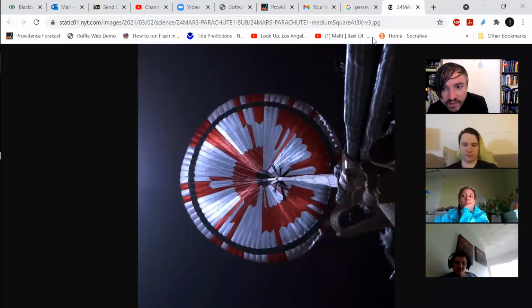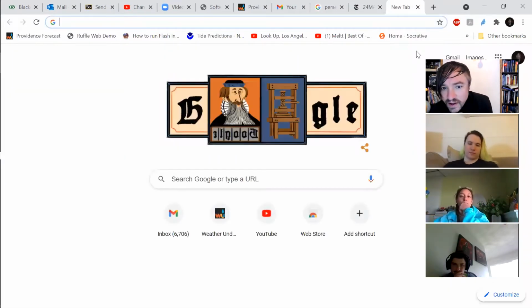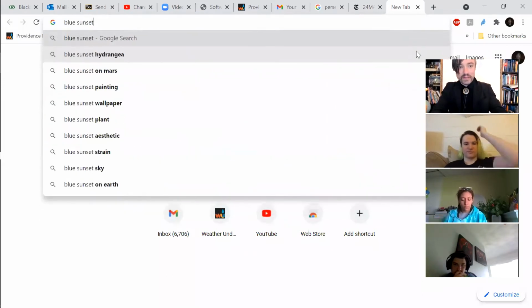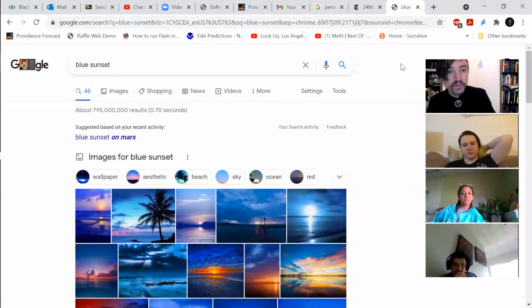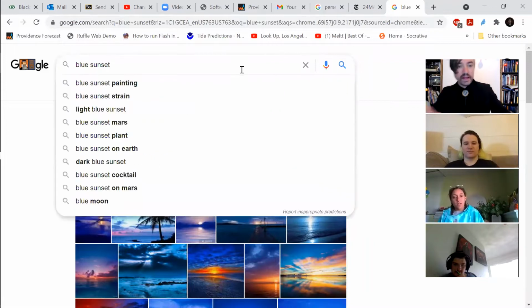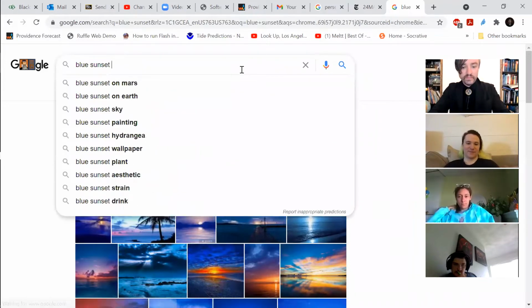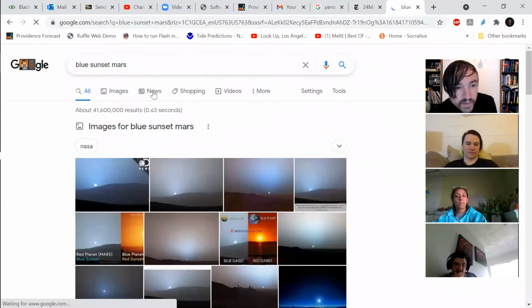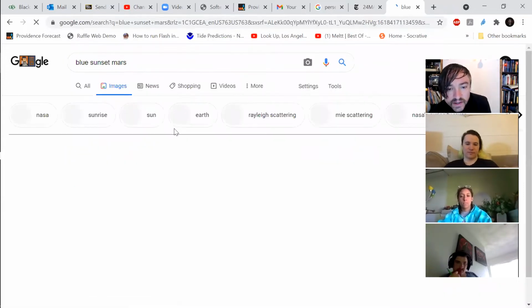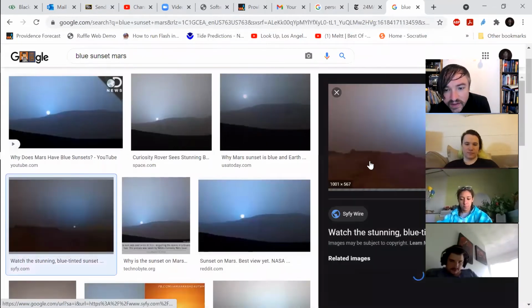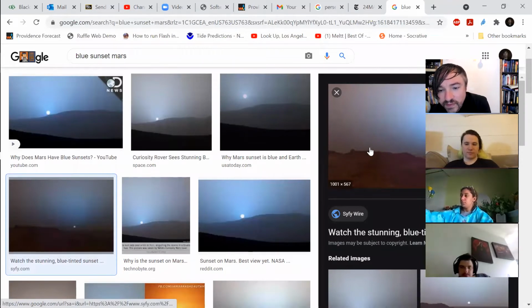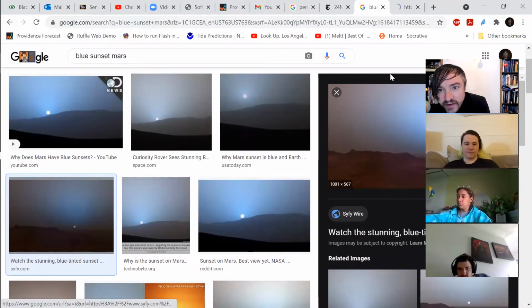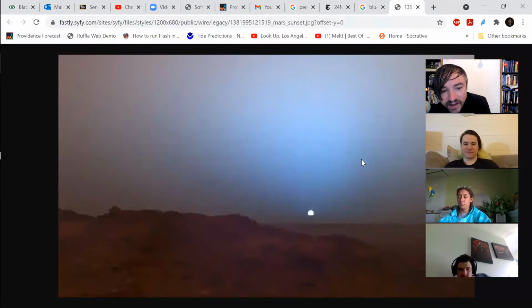Another thing that Mars is famous for, and this is pretty wild, is that Mars oftentimes has blue sunsets, unlike Earth. The picture is from, I believe, the Curiosity rover. Oops, sorry, let me try this again. Blue sunset on Mars. One of the most iconic images we have from Mars makes a really cool wallpaper if you just want to look at some cool planetary science stuff. Here's a picture of the blue sunset on Mars.